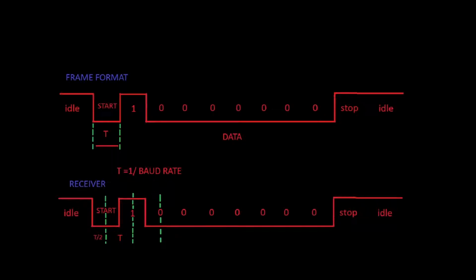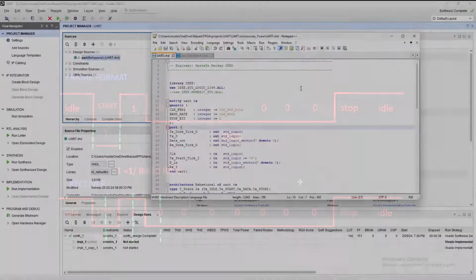We then wait t amount of time for each bit, and after that move on to the stop state. This way we can be sure that we are receiving the correct data from another computer or device. Now I will show you my code in Vivado and the simulation.